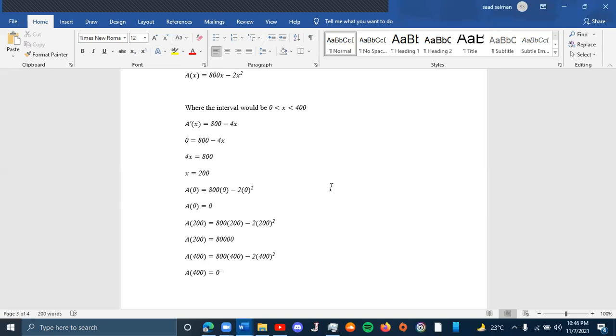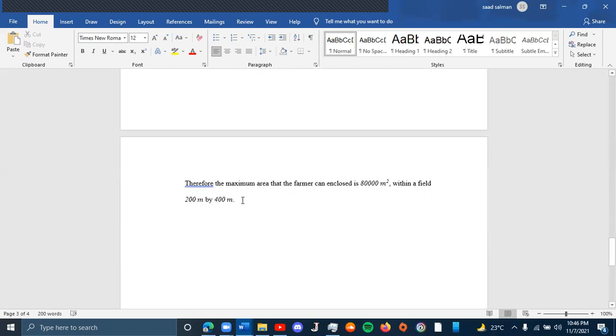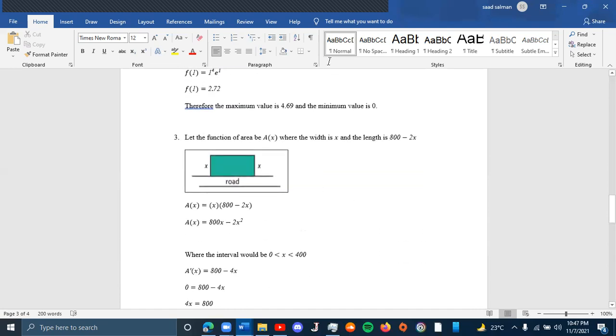Substitute 400, which would be equal to 800 multiplied by 400 minus 2 into 400 squared, which will give us 0. So therefore, the maximum area that the farmer can enclose is 80,000 meters squared within a field of 200 meters by 400 meters. That's all for quiz 1.